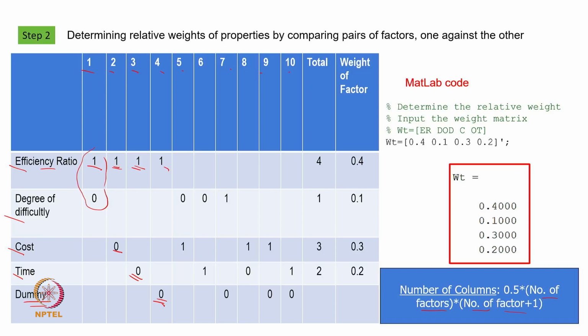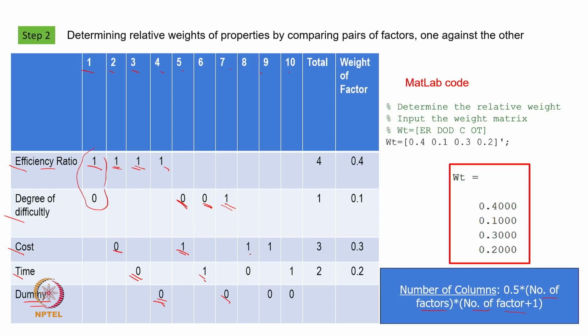Now, coming to the degree of difficulty versus cost, I say degree of difficulty may not be as important as cost. So, I have given 1 parameter to cost. Now, another one, degree of difficulty versus time, we say no, time is more important compared to degree of difficulty. So, the time gets a 1, degree of difficulty gets 0. Now, as I mentioned, comparing the dummy, whatever the parameter, it will get a 1 and the dummy will get a 0.